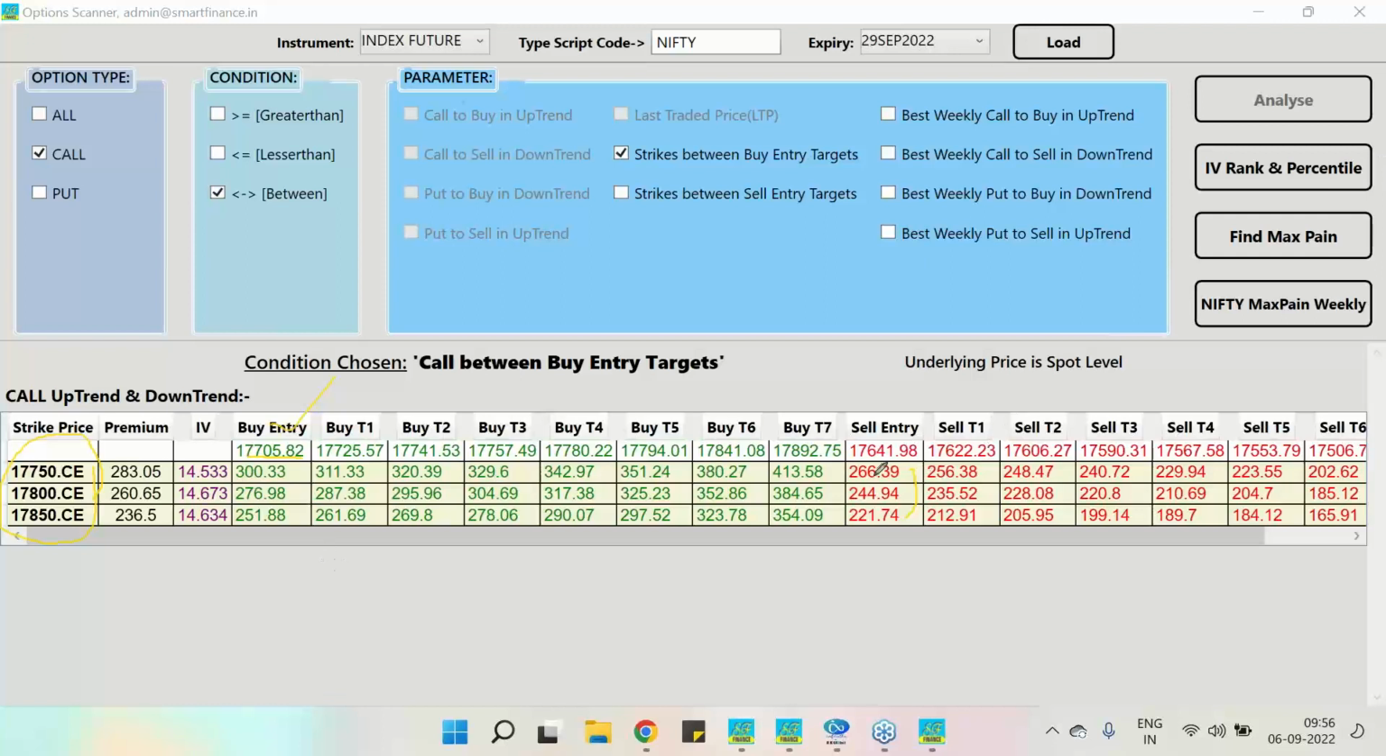So these are the entry price, this is the stop loss, entries and targets. So you should enter and buy the call option when the Nifty spot goes above 17,706, and when the Nifty future falls back to 17,642, you should come out of the call option.